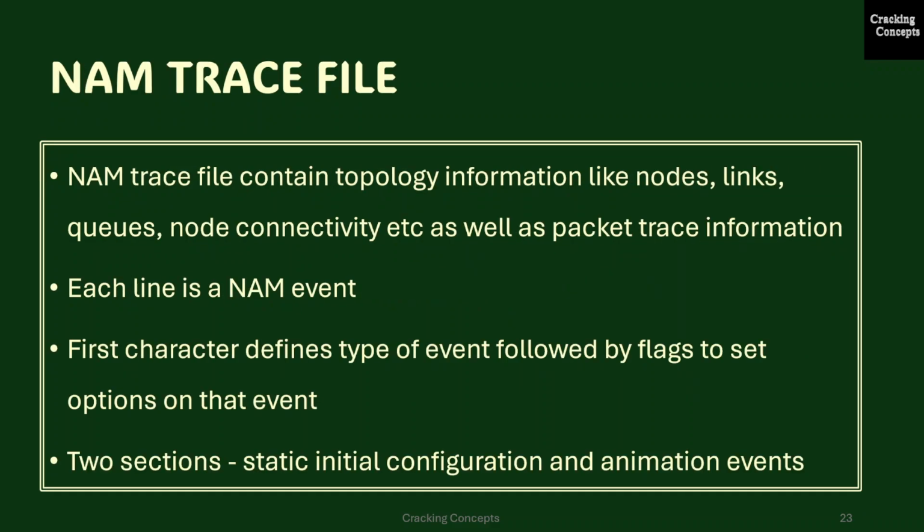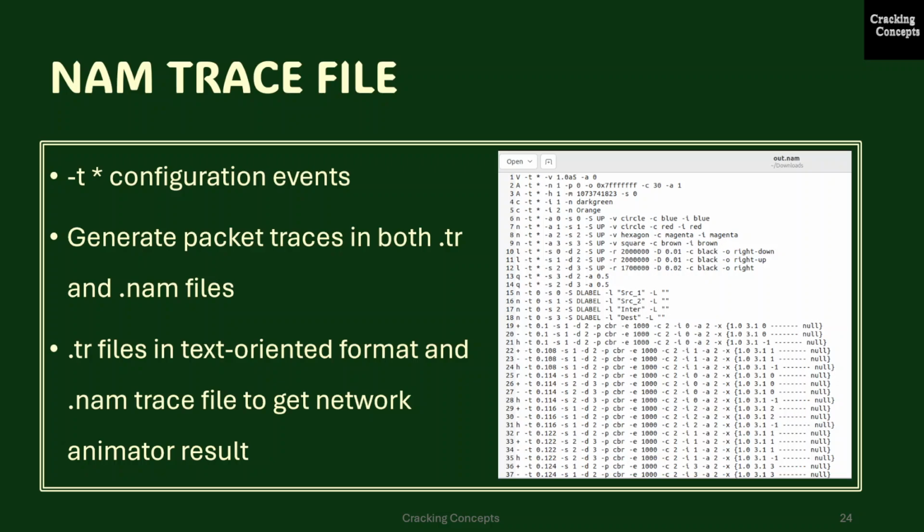A queue monitor tracks packet arrival, departure, and drop statistics, and may optionally compute averages of these values. Then there is the NAM trace file. The NAM trace file should contain topology information like nodes, links, queues, node connectivity, etc., as well as packet trace information. A NAM trace file has a basic format to it. Each line is a NAM event. The first character on the line will define the type of event and is followed by several flags to set options on that event. There are two sections in that file, which are the static initial configuration events and the animation events. All the events that start with hyphen T star are configuration events and should be at the beginning of the file.